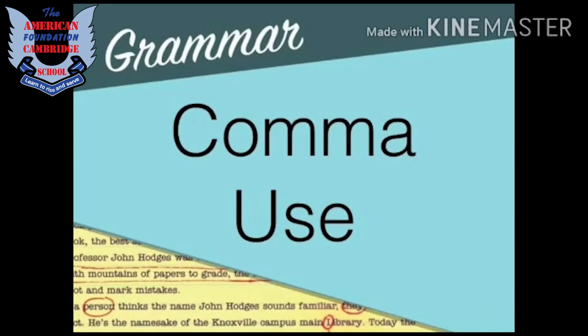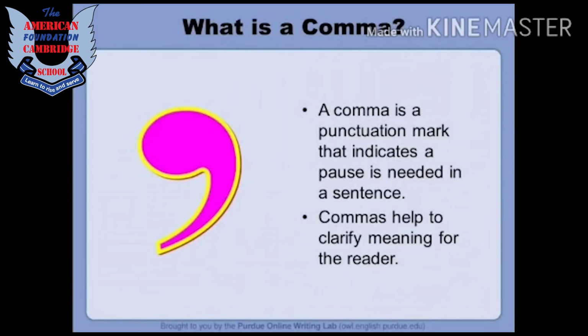The next punctuation mark is comma. So what is comma? For reading, we can see, children, that when we are reading, to bring a minor pause for a few seconds, we can only do that when we see a comma in a sentence or in a paragraph. That's when we give a pause in our reading. So for readers, this comma is very helpful. Let's see what's written here. A comma is a punctuation mark that indicates a pause needed in a sentence. Commas help to clarify meaning for the reader.